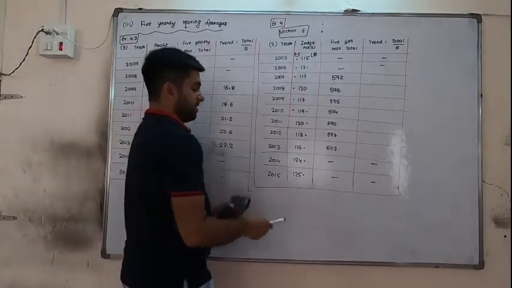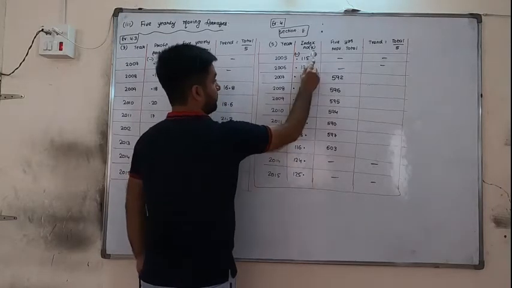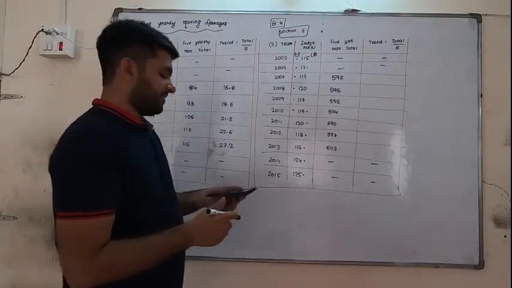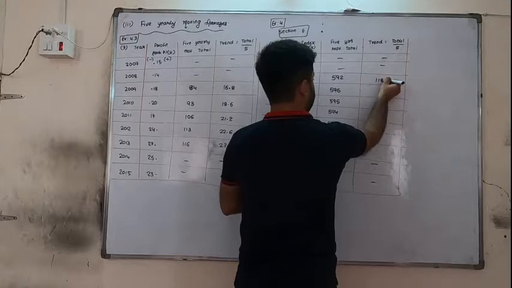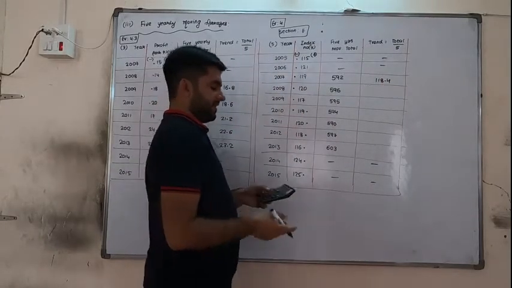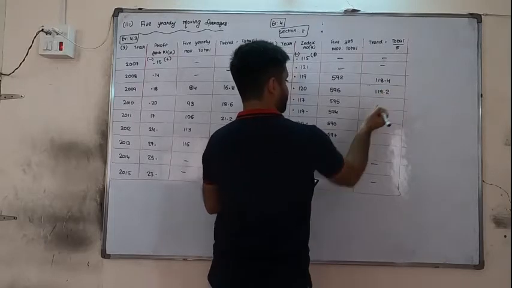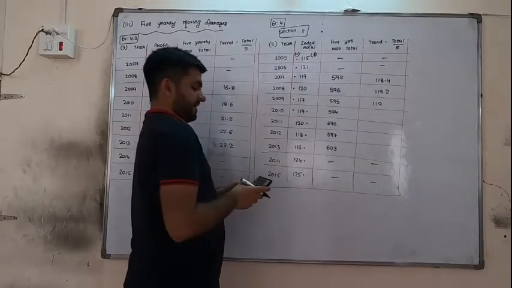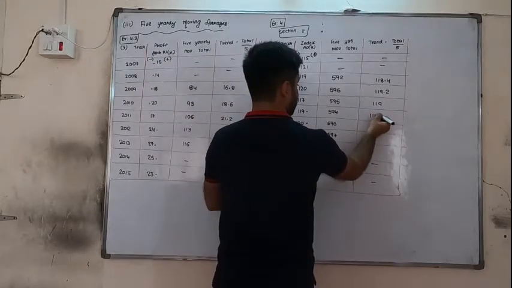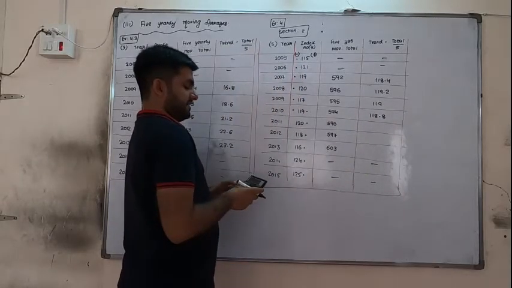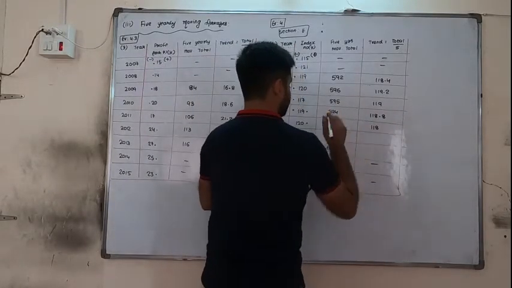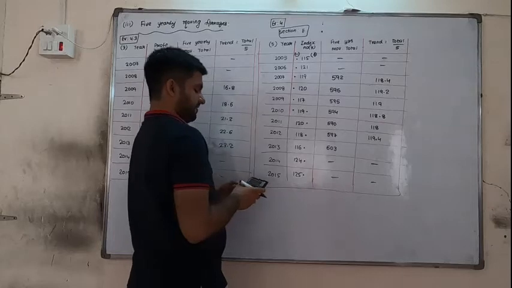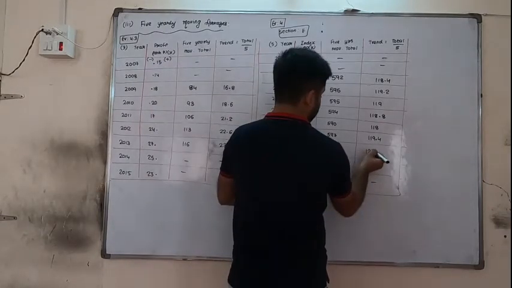Now let's check the dots. 1, 2, 3, 4, 5. 1, 2, 3, 4, 5. Now 592 divided by 5, 118.4. 596 divided by 5, 119.2. 595 divided by 5, 119. 594 divided by 5, 118.8. 590 divided by 5, 118. 597 divided by 5, 119.4. 603 by 5, 120.6.